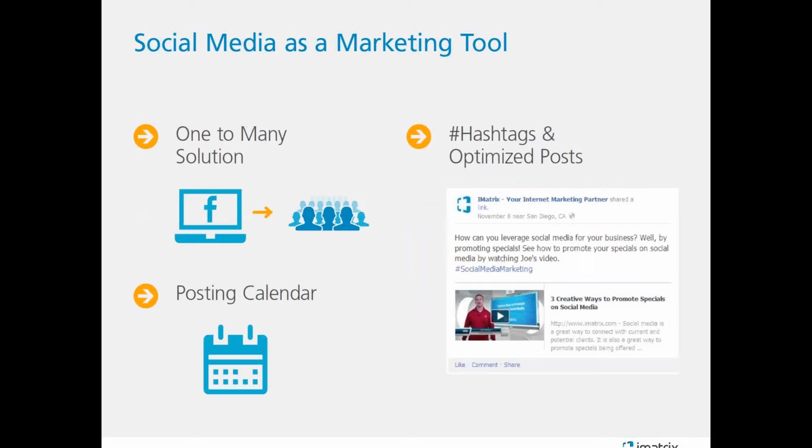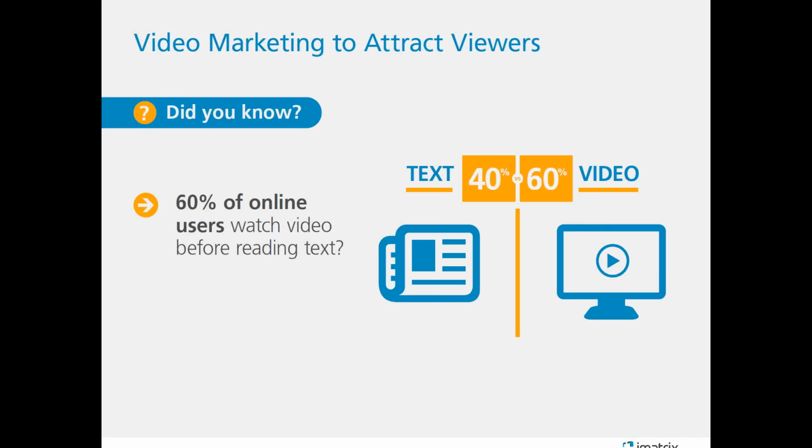So, again, one-to-many solution, Facebook's a great way to do that. You want to hashtag your optimized posts. Make sure, like you can see here in this example, hashtag social media marketing if someone's interested in social media marketing. And again, having a posting calendar. If you have a calendar on your website, or something in your office on when you're going to be posting, at least you can keep an eye on how often you post and keep it consistent. That is one of the biggest things you want to do: make sure you keep the posting at least a little consistent.